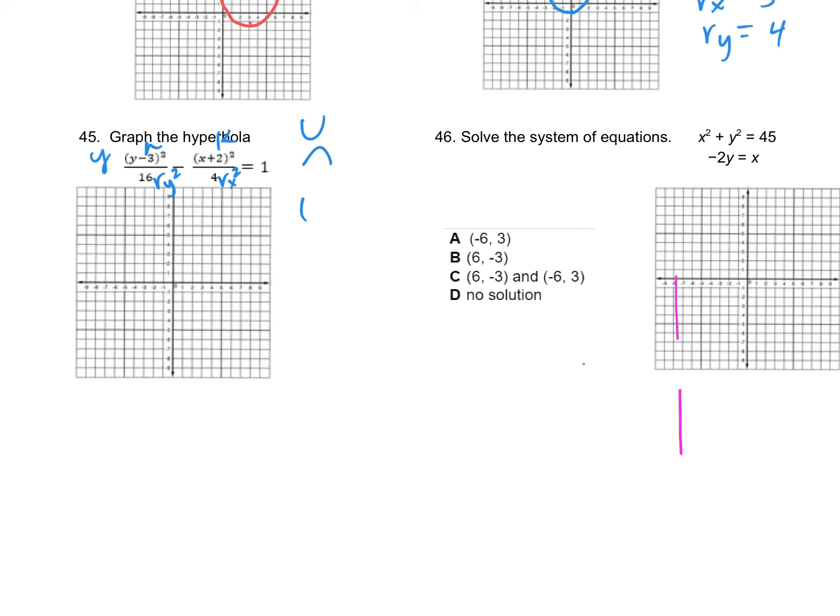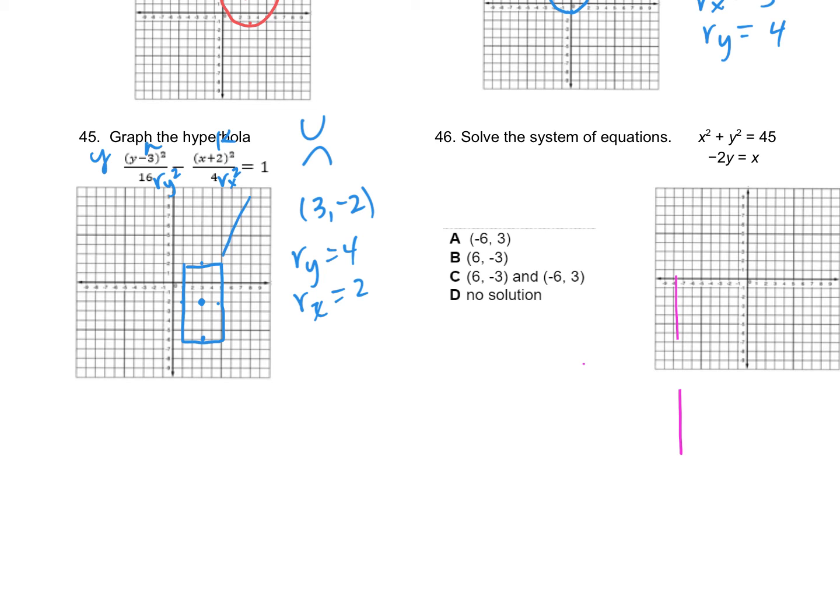So our h, k is 3 and negative 2. So I'm going to go over to 3 and down to 2. I'm going to go up and down. R sub y is 4. So I'm going to go up and down 4. 1, 2, 3, 4. And 1, 2, 3, 4. And then I'm going to go left and right 2 because my r sub x is 2. So I'm going to go 2 over and 2 over. And that's how I'm going to make my little box or rectangle.